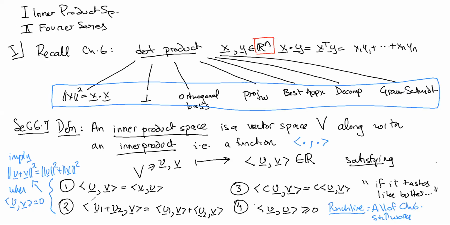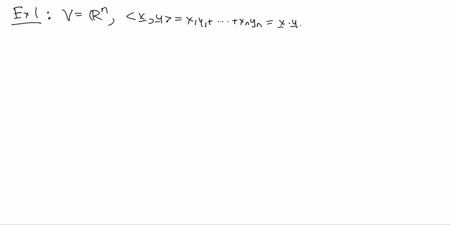The first example is you take the vector space to be R^n, and you literally define the inner product of two vectors to be the dot product. So the dot product is one example of a real valued function of two vectors that satisfies all four of these conditions. But the interesting thing is there are lots of other vector spaces and functions that satisfy these properties.